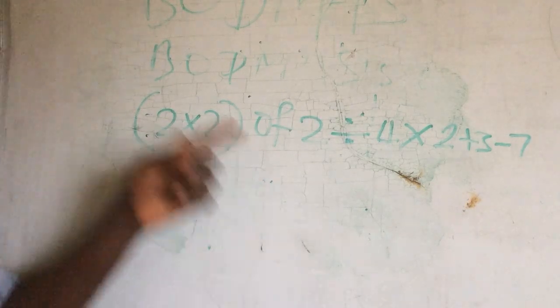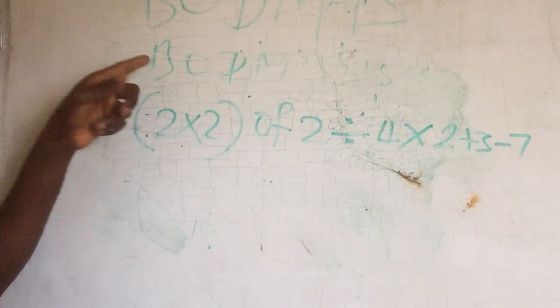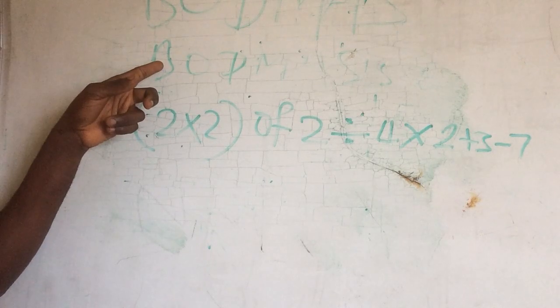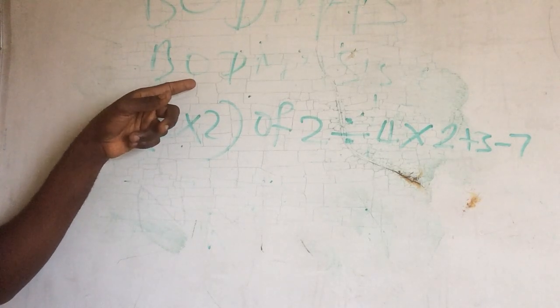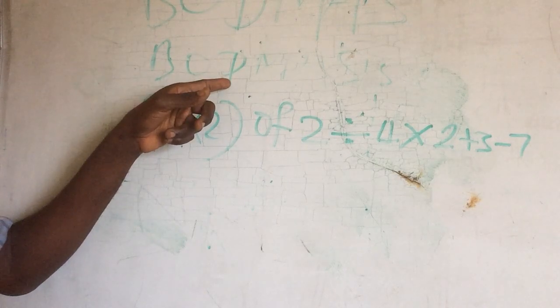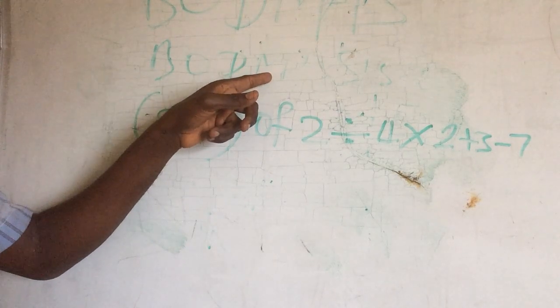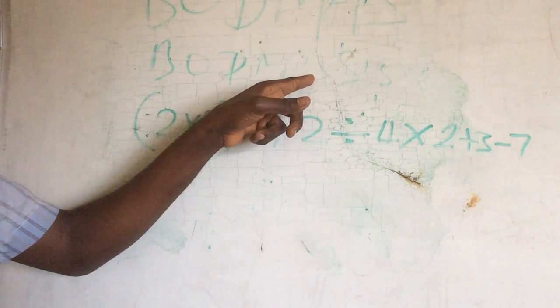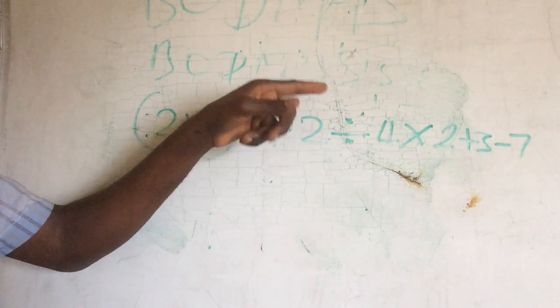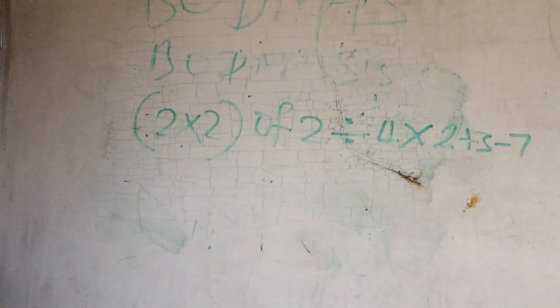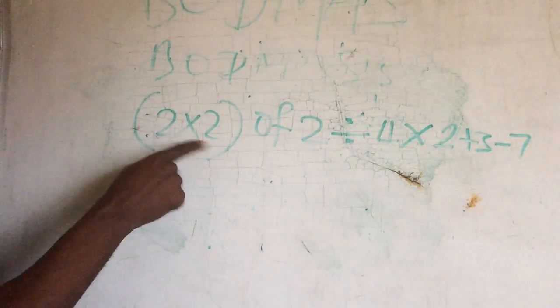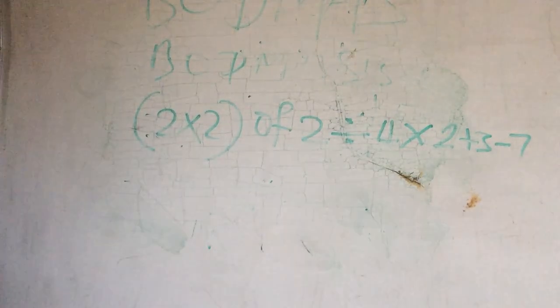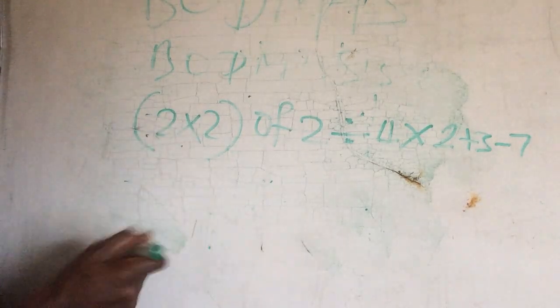My BODMAS says when you have bracket, first treat bracket before you do other things. When you have of, secondly, treat of. The third one, treat division. The fourth one, treat multiplication. The fifth one, treat addition. Then the final is subtraction. So what do we do here first? The first is to take away the bracket. If I want to take away the bracket, I'll just multiply what is inside. 2 times 2, 4.